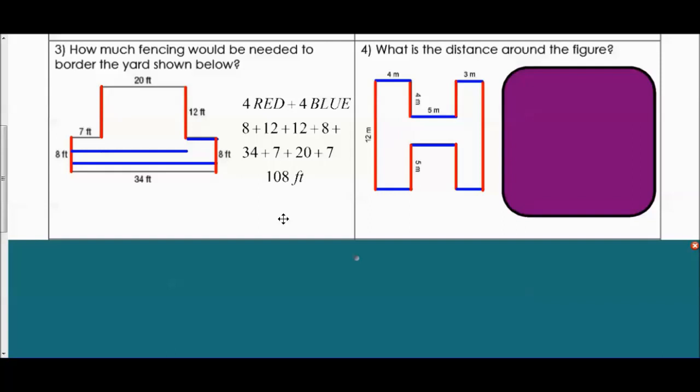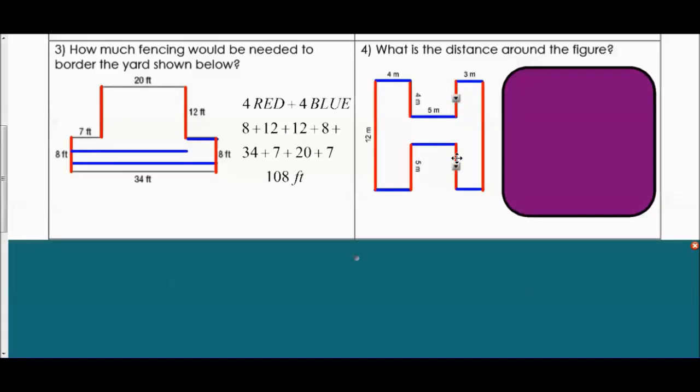Same kind of thing on the next one. We're looking for the distance around the figure again, and we're looking for all of these red sides and all of these blue sides. On this one, actually, they're all pretty straightforward. We're missing this side. We know that's directly across from this, so that has to be 4. We know that this blue side is directly across from this other blue side. Again, that means they have to be equal, 5 and 5 again.